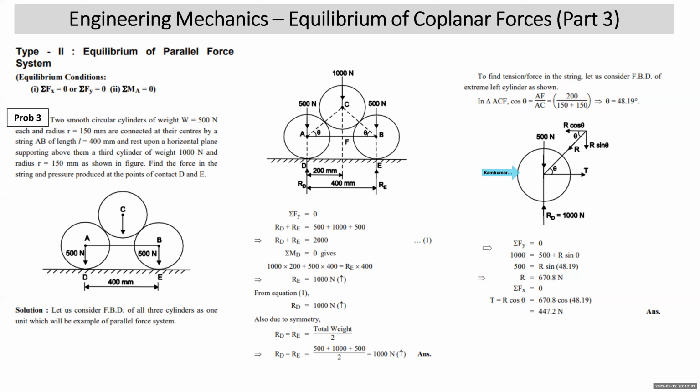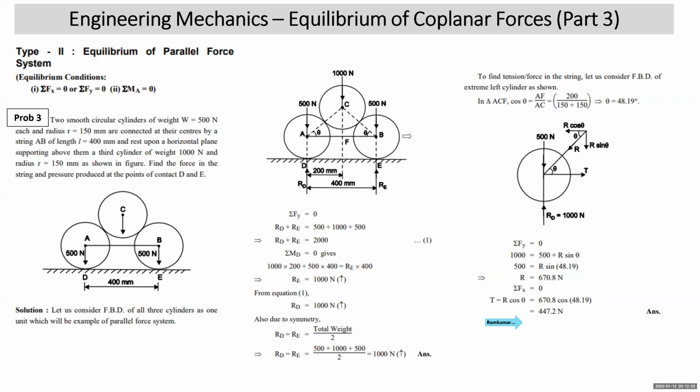Here you cannot use Lami's theorem, so you have to use sigma Fx and sigma Fy for the reason that there are four forces. We write sigma Fy is equal to 0: RD 1000 is equal to 500 plus R sin theta, that gets you the value of R. Sigma Fx is equal to 0: T is equal to R cos theta. You substitute the value of R, substitute the value of theta, you get the tension.